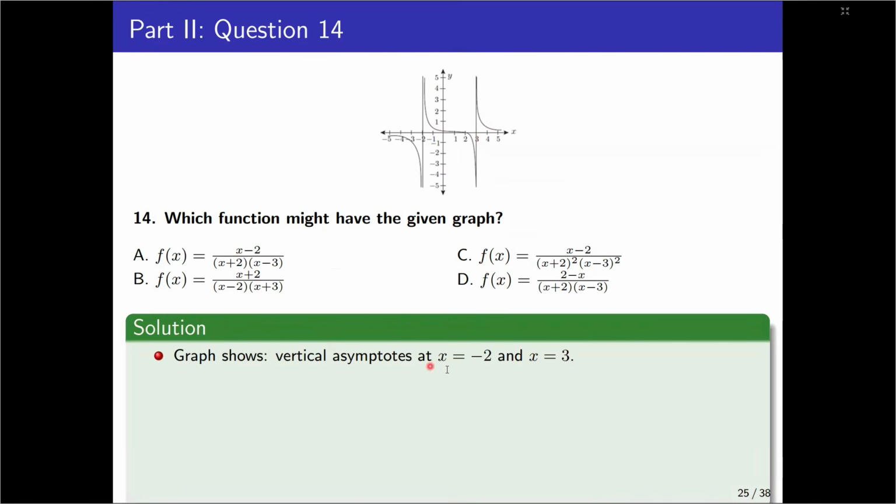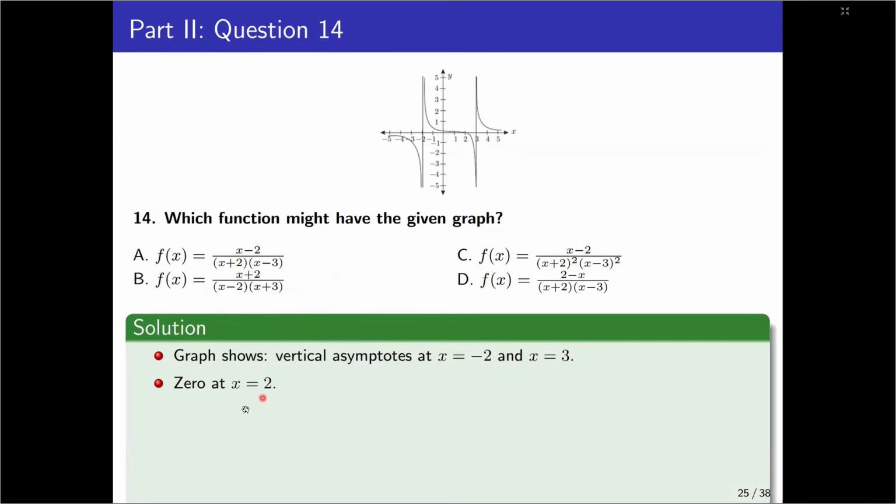Okay, the graph shows vertical asymptotes at x equal to -2 and x equal to 3. So the vertical asymptotes of A are x equal to -2 and positive 3. C has the same vertical asymptotes, but B cannot be the graph of this function, because the vertical asymptotes for it would be x equal to 2 and x equal to -3. But the others are possible, so let's check.